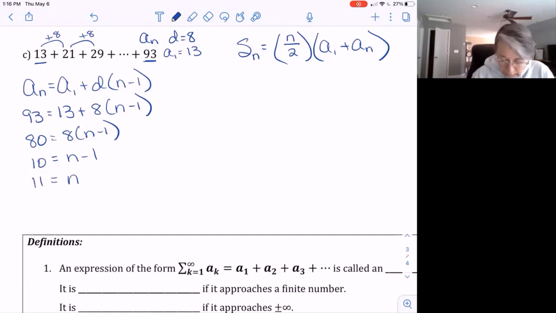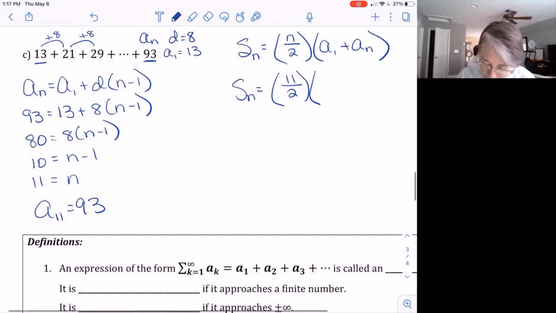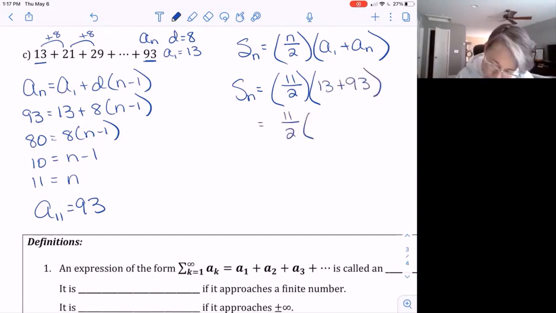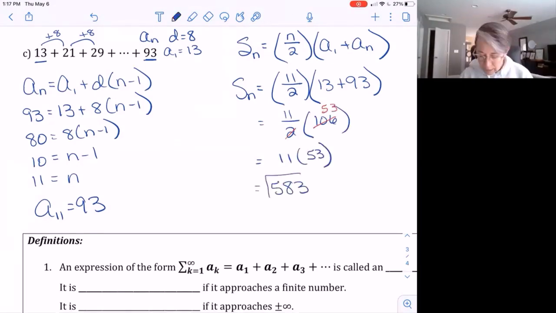So 93 is the 11th term. In our summation, there are 11 terms divided by 2. Don't panic because there's a fraction there. Remember, we're dividing by 2, but we're still adding two numbers together. So we've got 13 plus 93. That gives me 106. 2 goes into 106 53 times. And that gives us a summation of 583.